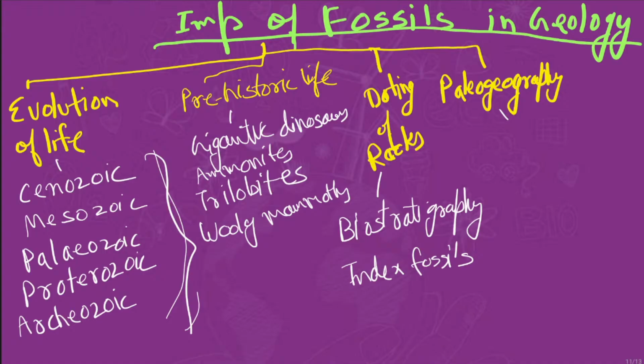We may be surprised to know that the geographic distribution or position of land and sea was very different in the geological past than what we have today. The study of past distribution of land and water is known as paleogeography. The fossils present in the layers of rock succession help us to reconstruct the past distribution of land and water.